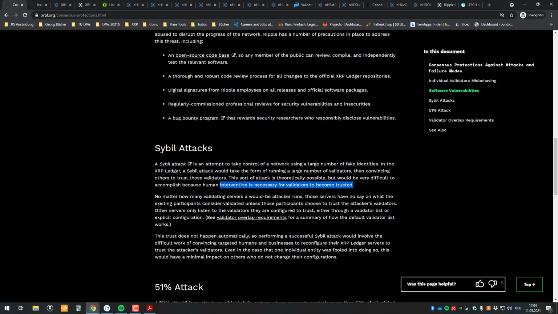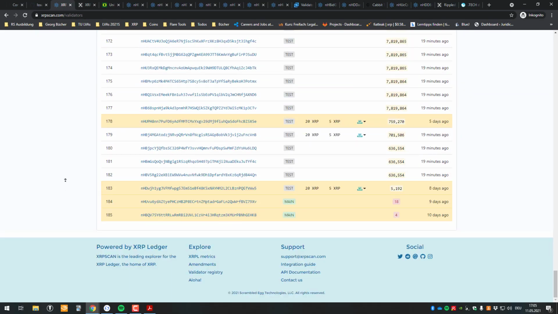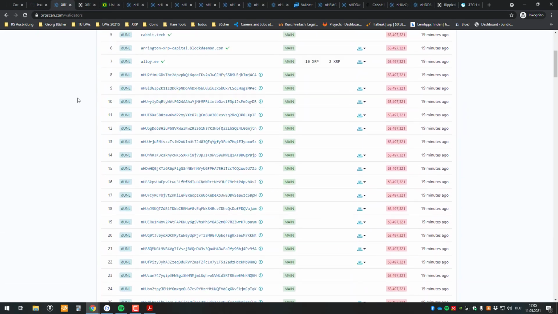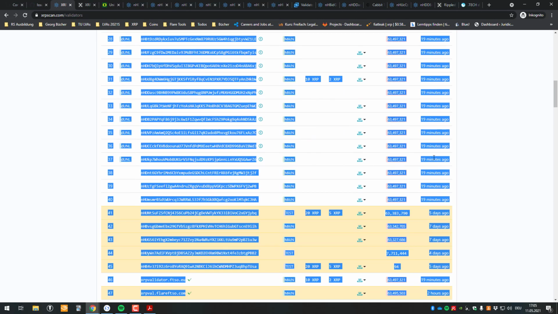No matter how many validating servers a would-be attacker runs, those servers have no say on what the existing participants consider valid, unless those participants choose to trust the attacker's validators. Like I said, it's unimportant what all the other nodes or validators are saying here. The only important part is the first 37. These are the validators, the systems that have a say in the mainnet. All the other ones are helping. They are important. There are multiple modes in which you can run a validator.